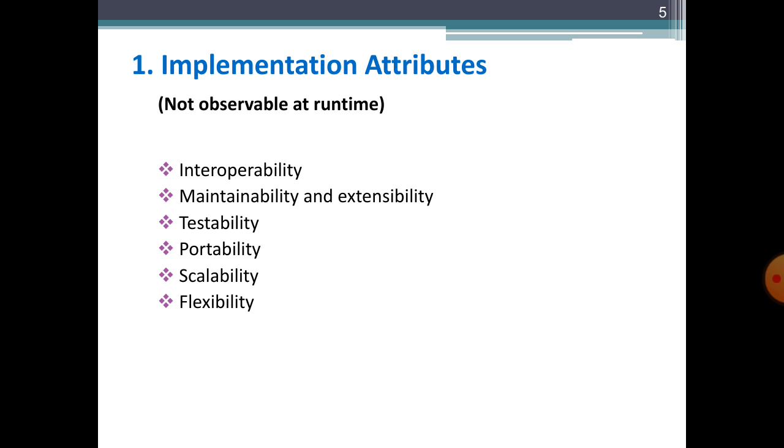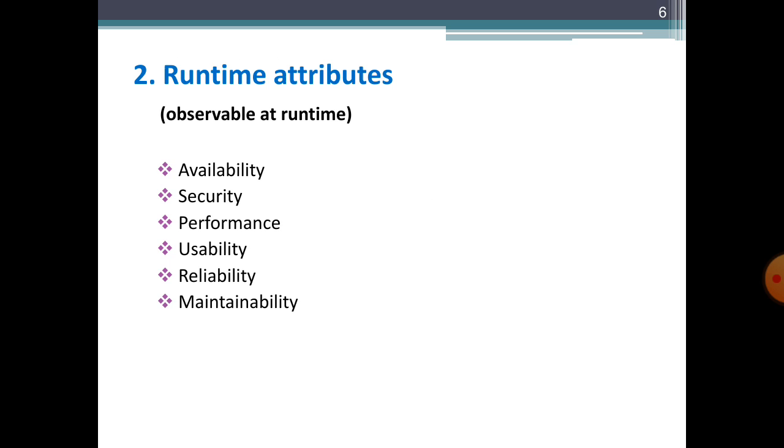But in this lecture we actually divide these quality attributes into three different groups: implementation attributes, which we call the not observable at runtime, the second is the runtime attribute, and the last one is the business attribute. So our theme of this lecture is to see these different quality attributes in three broader groups as well. And now our next attribute is the runtime attribute.